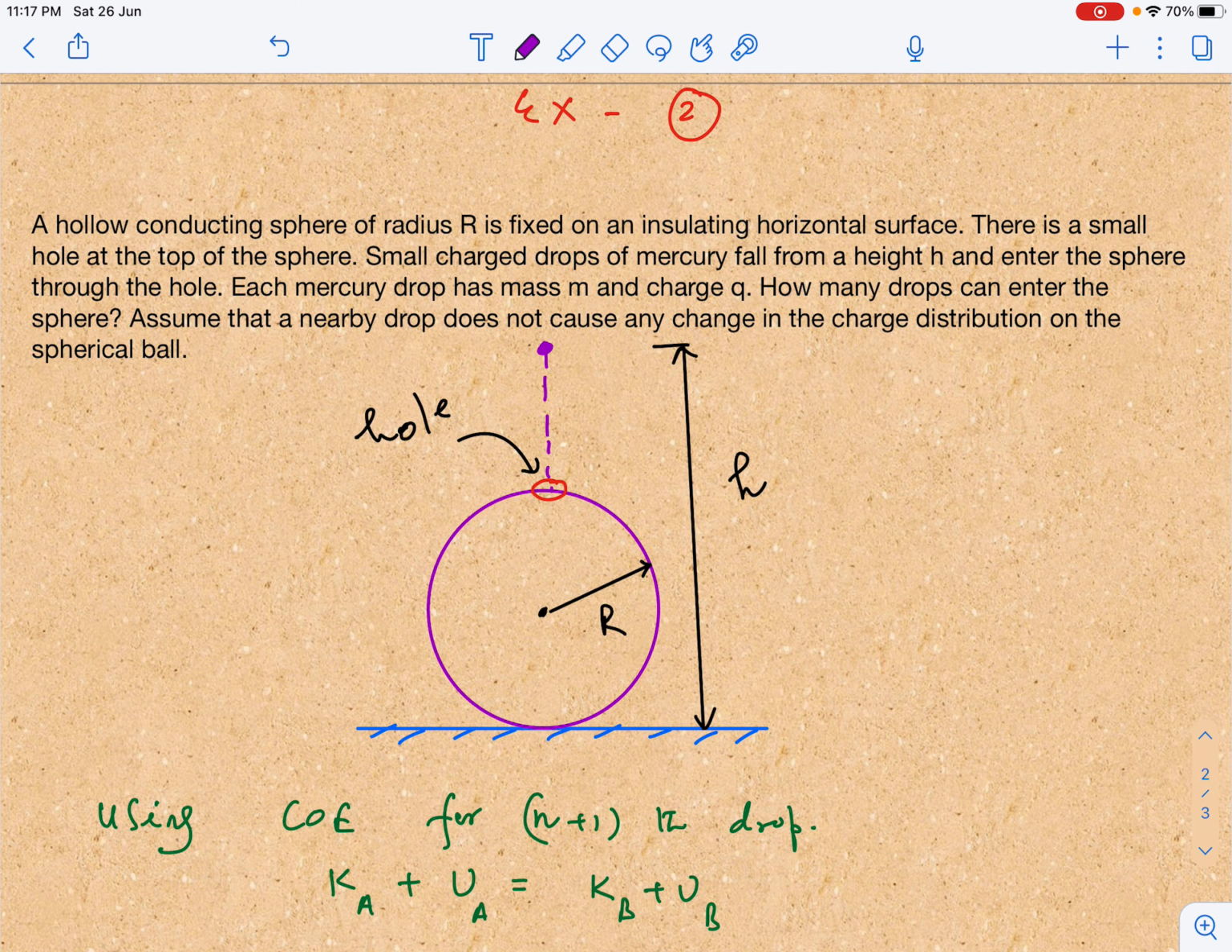So here in this case, they are saying there is a hollow conducting sphere of radius r that is fixed on an insulating horizontal surface. That means this surface is insulating. They are mentioning that. Now what they're saying, there is a small hole at the top of the sphere. Small charged drops of mercury fall from height h and enter the sphere through the hole. Each mercury drop has mass m and charge q. How many drops can enter the sphere? Assume that a nearby drop does not cause any change in the charge distribution on the spherical ball.